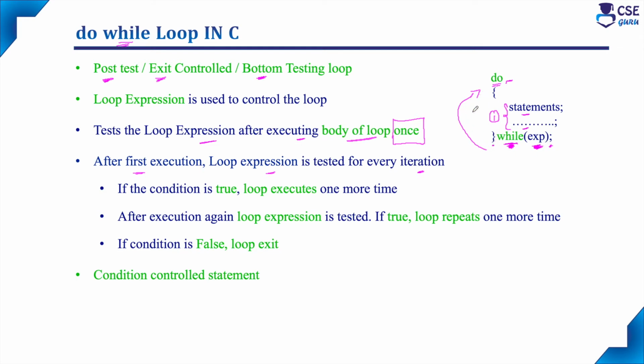This process is similar to for loop and while loop. And if the condition fails, the loop will exit here. It will not allow the body of the loop to execute. So this process is similar to for loop and while loop. Since every iteration is restricted based on the loop condition, it is otherwise called a condition controlled loop, like for loop and while loop. So this is the concept of do while loop.